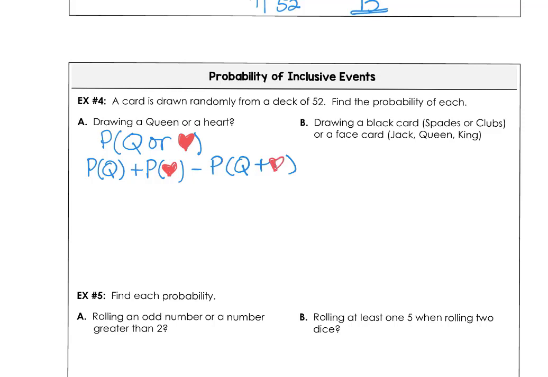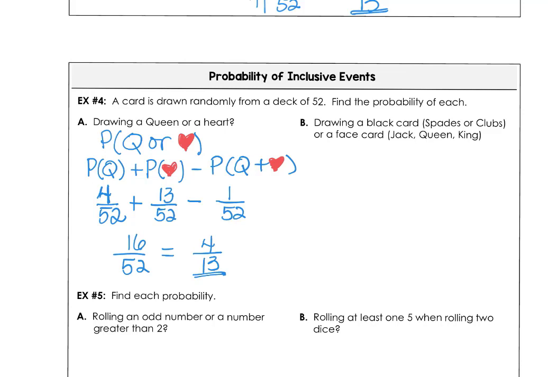So remember, there are 4 queens in a deck of cards, and the card deck is 52. So 4 out of 52 is the probability of a queen. There are 13 cards that are hearts, which includes our queen. So we've got to subtract out the one overlapping queen card because it's already in this 4 out of 52. So this is 4 plus 13 minus 1. That's 16 out of 52, which is a 4 in 13 chance of drawing a queen or a heart.